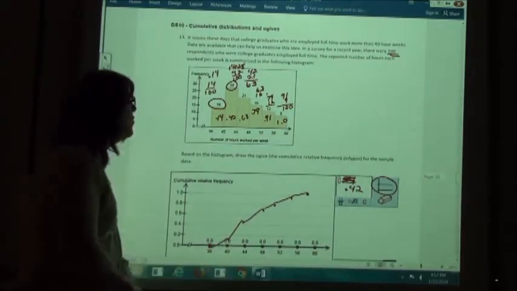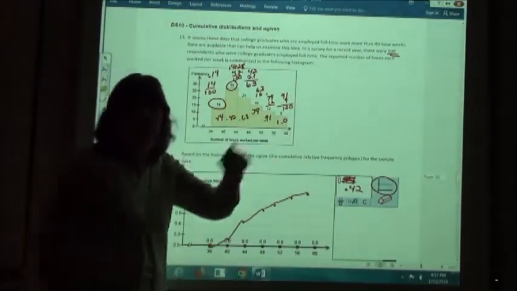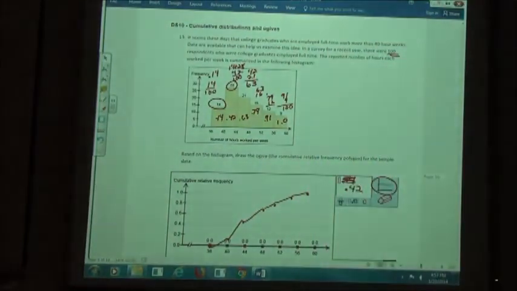So cumulative frequency, I'm just adding all of them up. And, yep, just lay it there. I'll put it back on the charger.